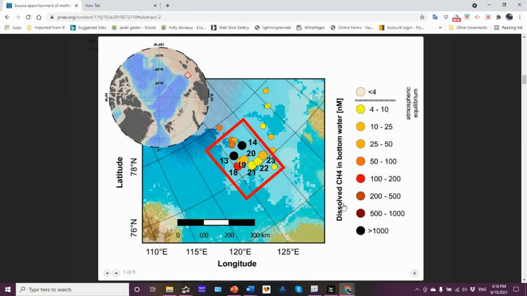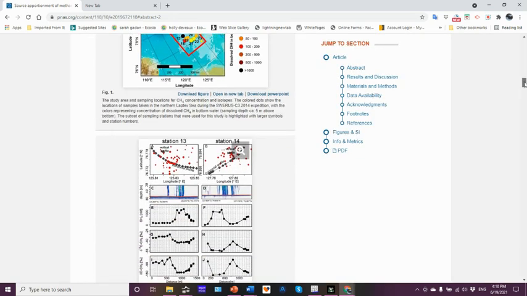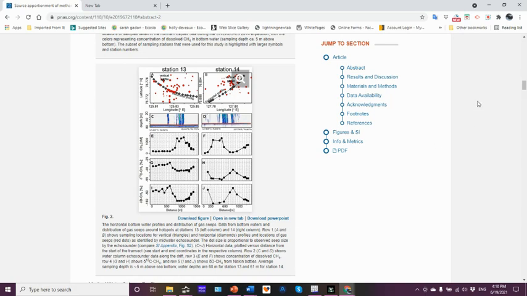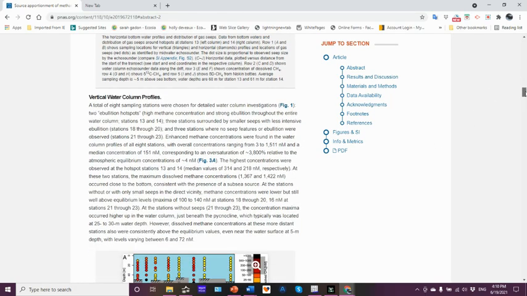and then they also list the dissolved methane in bottom water. Now, the bottom water samples are taken at 5 meters above the substrate and given in nanomoles. So wherever they measure these, here are the results, 4 to 10, 10 to 25, etc. Black is greater than 1,000 nanomoles. So you can almost say one micromole, because 1,000 nanos equals one micro. This graph here just shows some horizontal distributions of stuff.